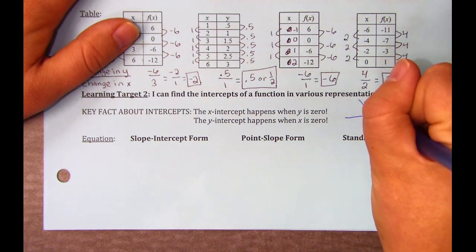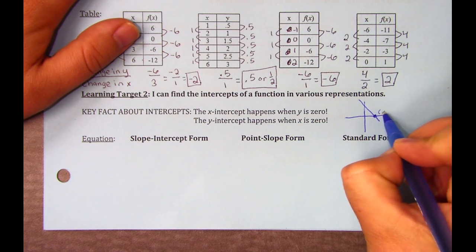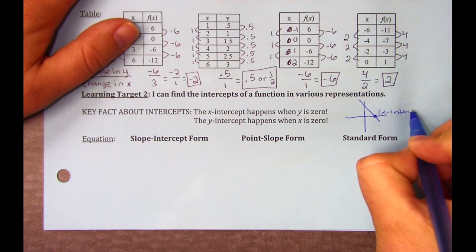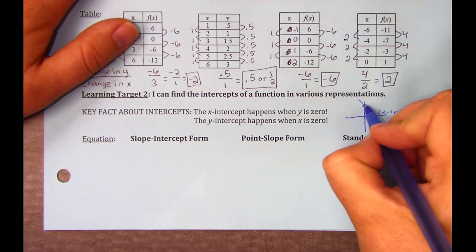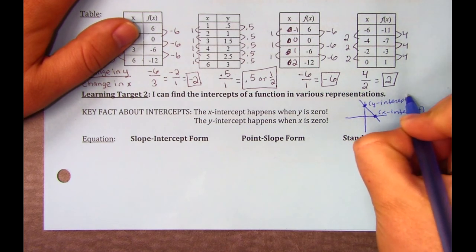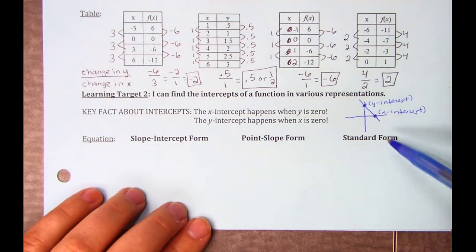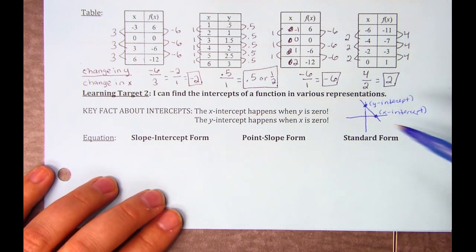So let's say you have this line right here. The x-intercept would be right there, and the y-intercept would be right there. It's where your line intercepts or crosses through or runs into or is caught by each of the axes.